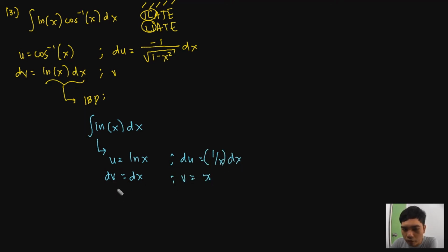So from this, uv minus the integral of v du, so that is dx. This gives us x ln of x minus x.